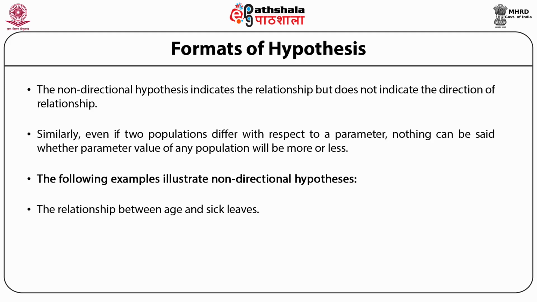The second example reads, the difference between the average heartbeats of men and women. Again, the point that we want to bring to your notice is that there may be a relationship between the heartbeats of a man and a woman. But by this hypothesis, we are not able to tell whether it is more or less. Therefore, they have been categorized as non-directional hypotheses.